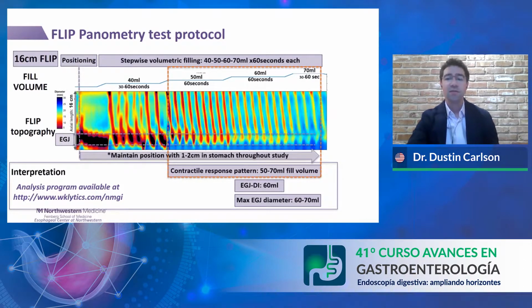An interpretation of the FLIP is fill volume directed, and several factors for motility can be assessed, including the contractile response pattern and metrics of EGJ opening.